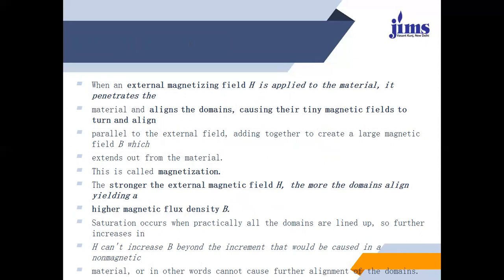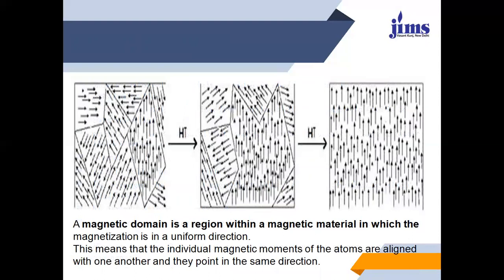Adding together to create a large magnetic field B which extends out on the material. This is called magnetization. The stronger the magnetic field H, the more the domains align, yielding a higher magnetic flux density. Saturation occurs when practically all the domains are lined up, so further increasing H cannot increase B beyond the increment that would be caused in a non-magnetic material, or in other words, cannot cause further alignment of the domains. It will indicate it over here.